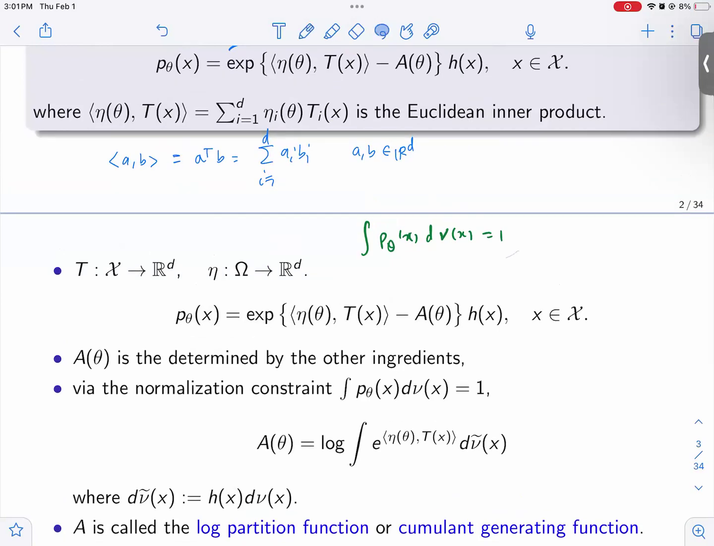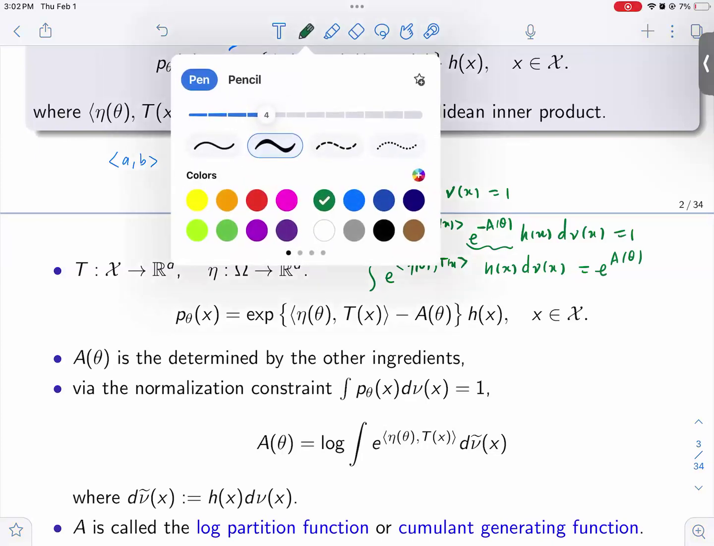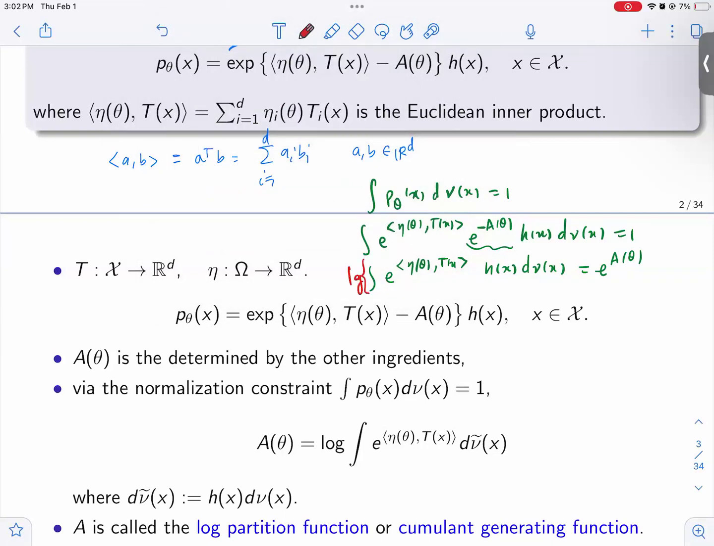Okay, and if this has to be 1, I'm going to write it like e to the inner product of eta theta and t of x, and then e to the negative A theta, and then h of x d nu of x. This has to be 1. And then this thing comes out because it doesn't depend on x. And so I can multiply both sides by this quantity. I get the integral of e to the inner product of eta theta and t of x, h of x d nu of x, equals e to the A theta, right? And then I take the log. I get A theta here. Okay, so the log of this integral is A theta.